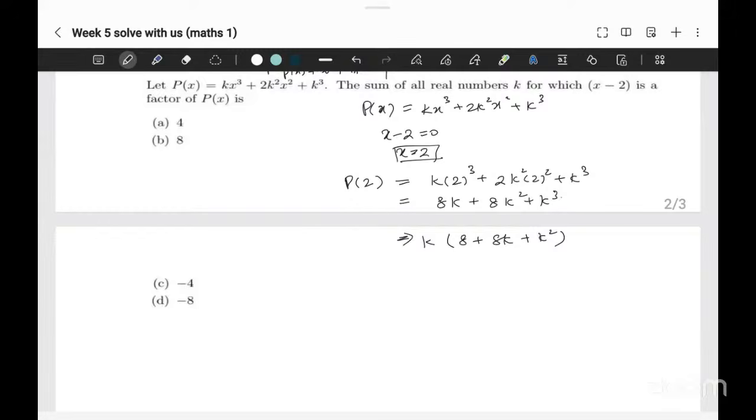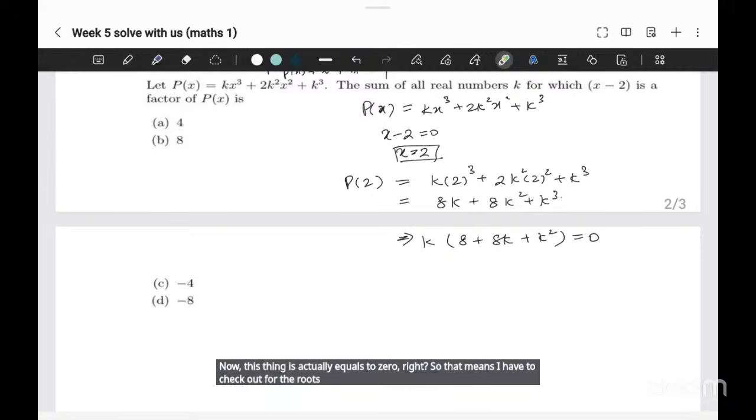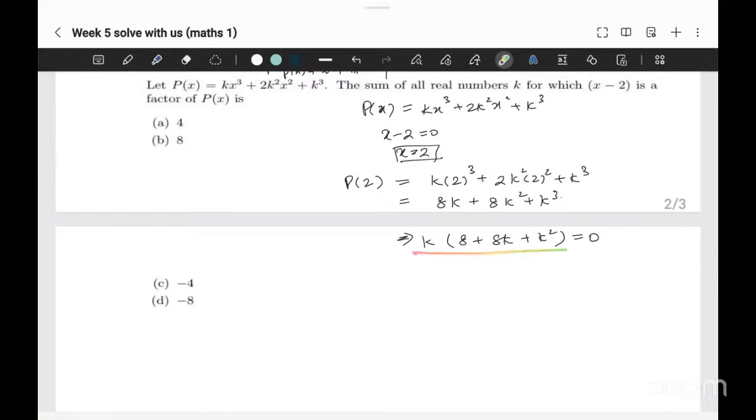Now this thing is actually equal to 0, right? So that means I have to check for the roots. Yes or no? Till here, everything is clear to everyone? Yes, ma'am. Okay.